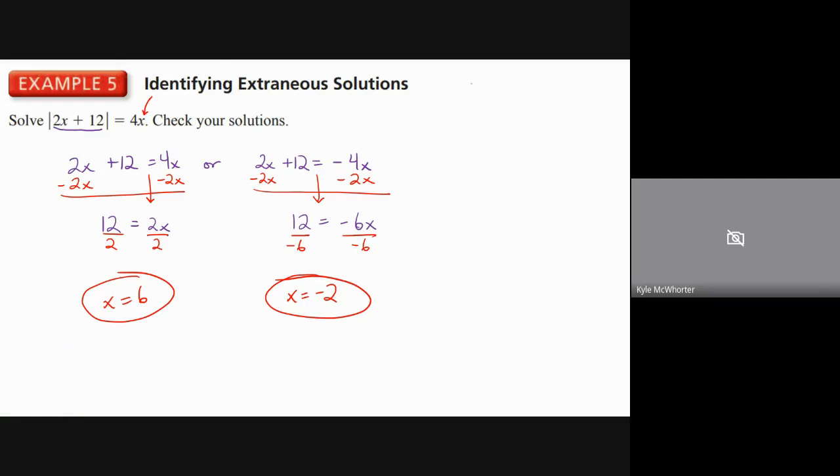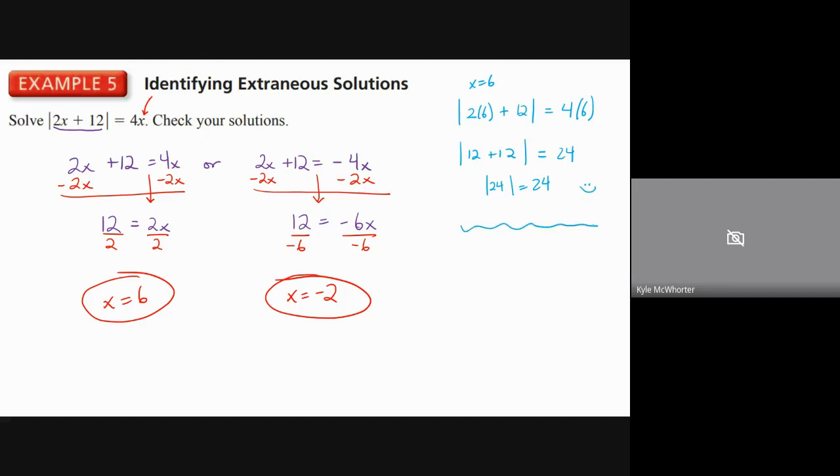I'm going to check x equals 6. So 2 times 6 plus 12, that's in the absolute value, equals 4 times 6. Well, 2 times 6 is 12, so this is absolute value of 12 plus 12 equals 4 times 6, which is 24. 12 plus 12 is 24. Absolute value of 24 is 24, so this one works. So x equals 6 works for us.